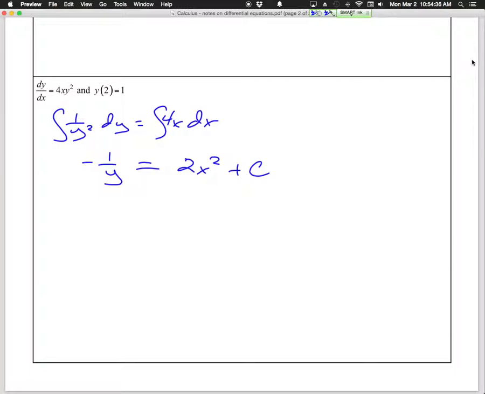Plug in the initial condition. So I plug in 1, gives me negative 1 on the left. I plug in 2, gives me 8 plus c on the right. So we get negative 9 equals c. So I have negative 1 over y equals 2x squared minus 9.